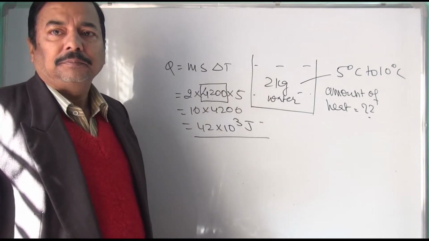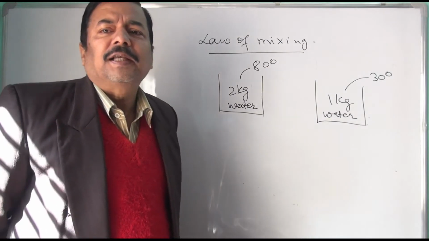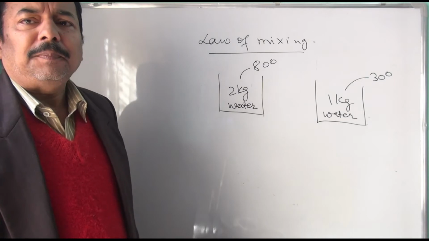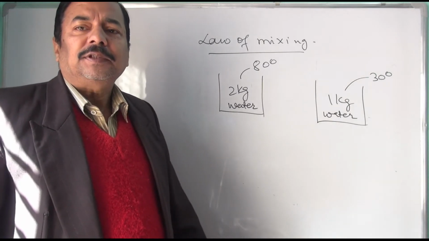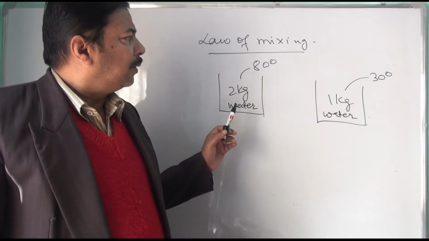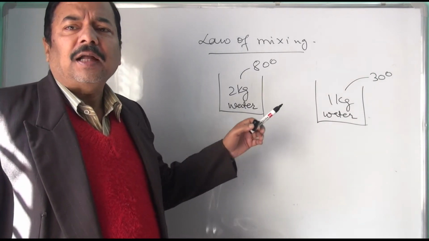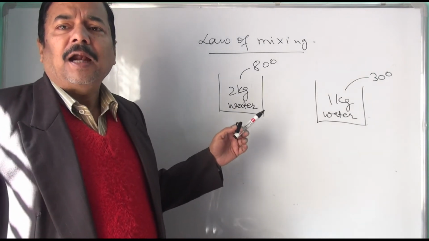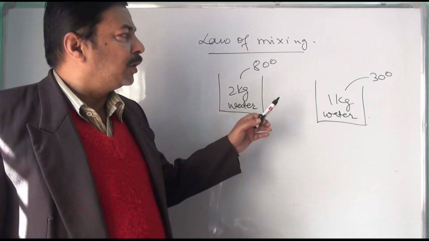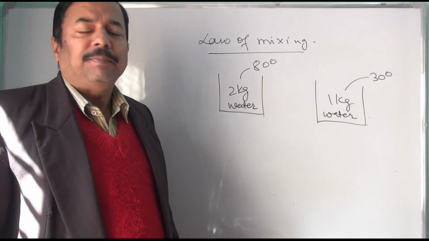The law of mixing states that when two bodies at different temperatures are placed in contact, one body will lose heat and the other body will gain heat, and ultimately an equilibrium temperature is reached where both bodies take the same temperature.